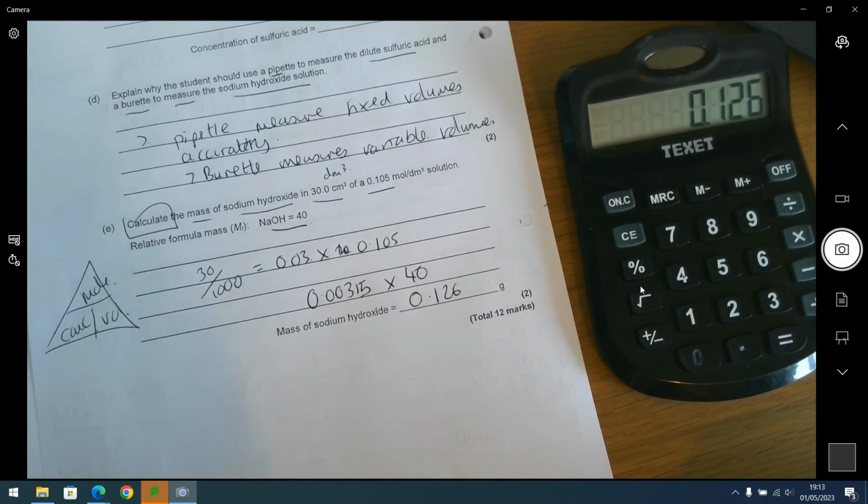Okay, so there's some calculation questions. Give them a go. Obviously try and do them without the support first of all, see if you can do them, then see if you got them right. But I hope you found that useful.